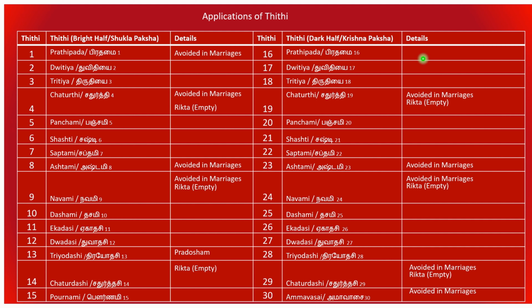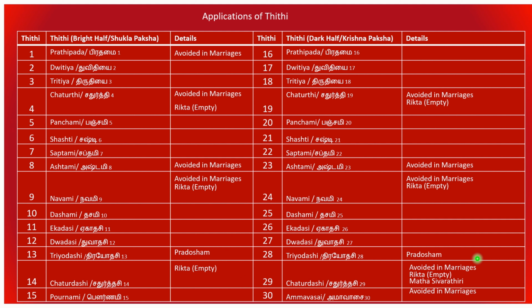And we have Pradosham. If you look at the calendar on a particular day that is a Pradosham, it will reflect that it's actually Trayodeshi, so it's the 13th Thithi. And you have Pradosham two times a month, one during the bright half and the other during the dark half.